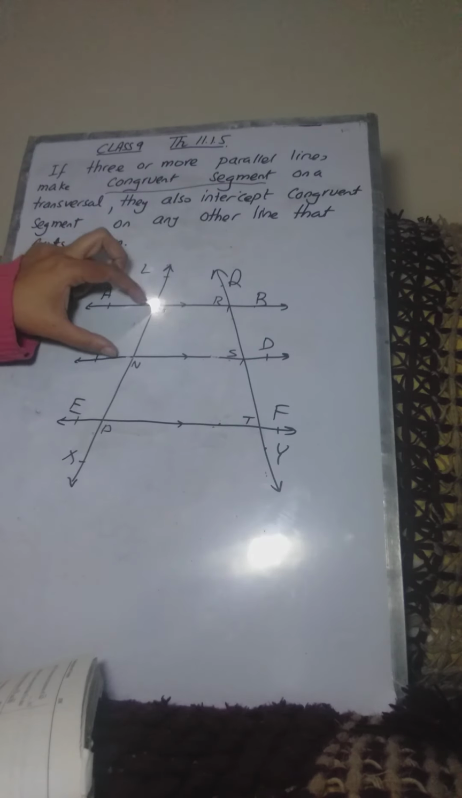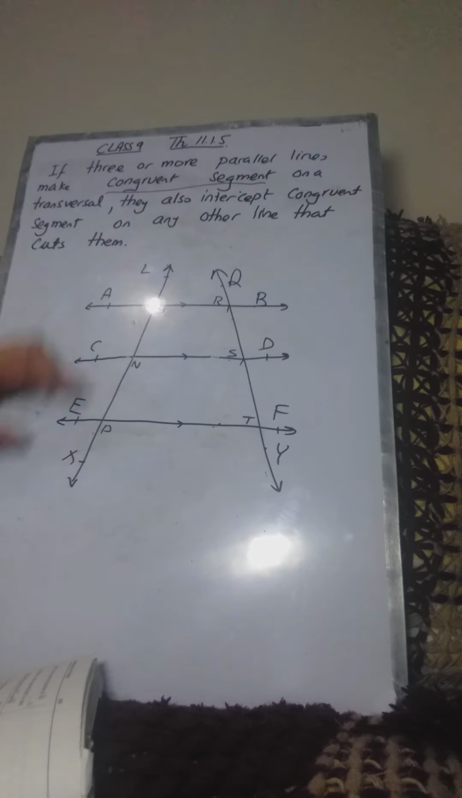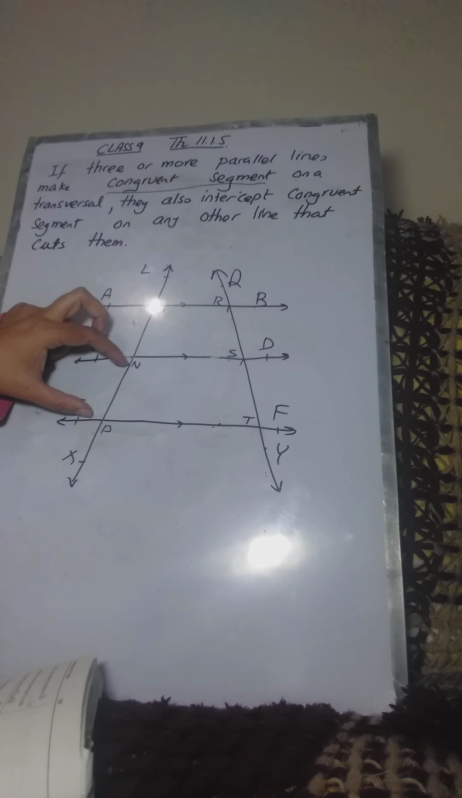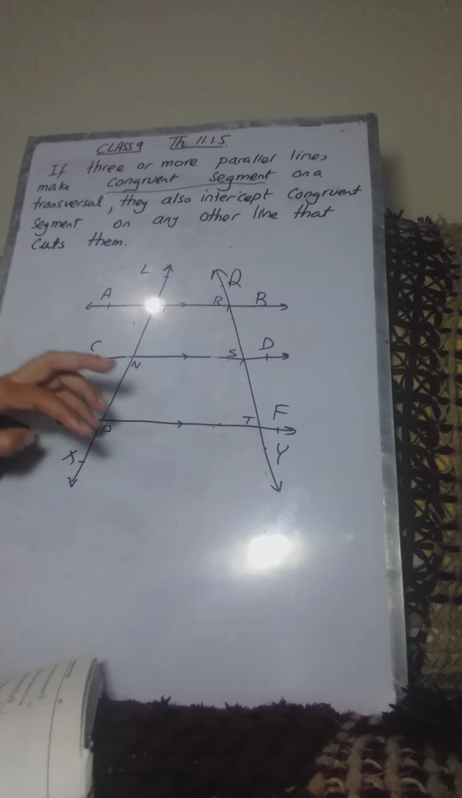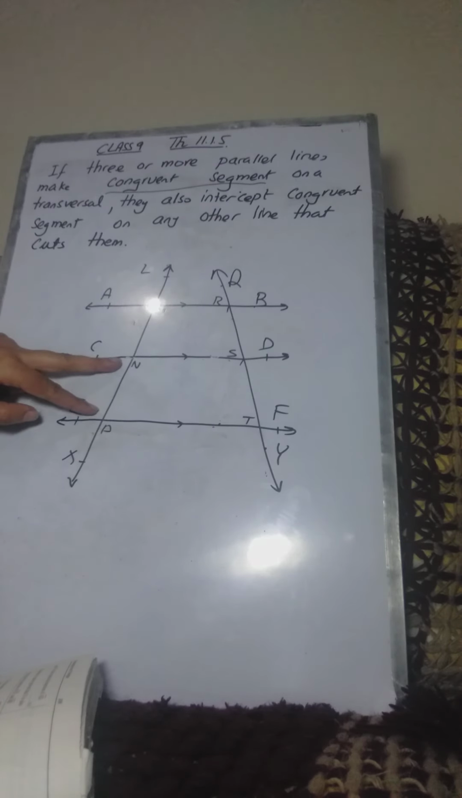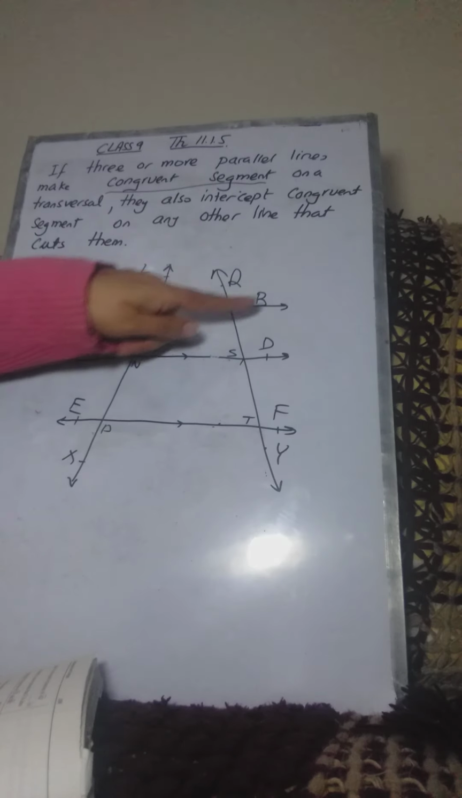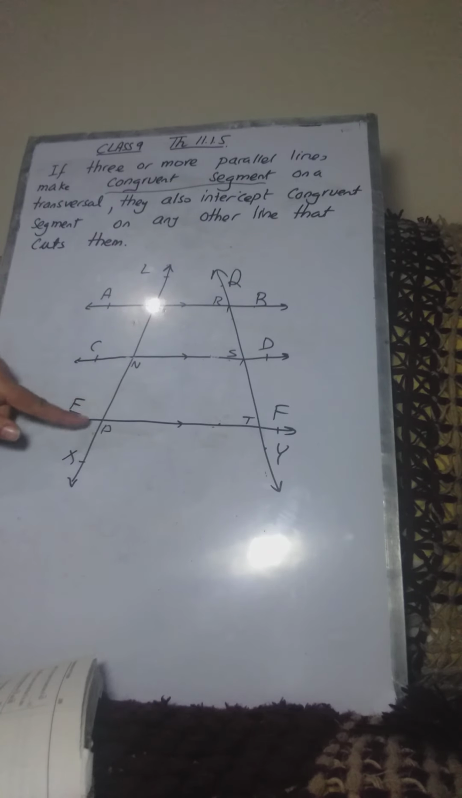So if the segments of the first transversal are congruent, MN is congruent to NP, then the segments of any other transversal will also be congruent. The same will be true for any other transversal which is cutting these three parallel lines.